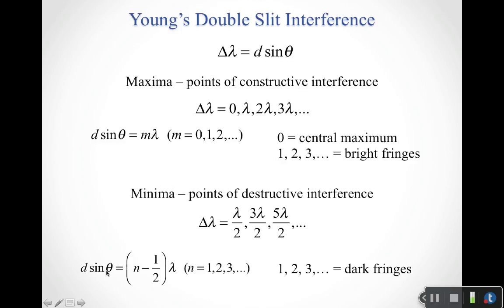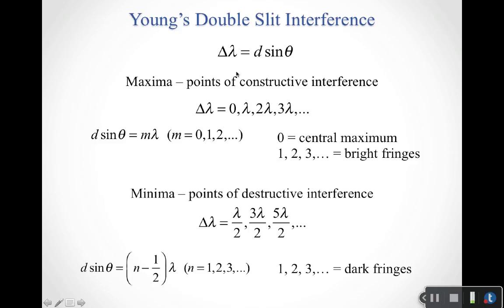And so equating these two things again, I get that d sine theta is equal to, and we're going to use n for our minima, n minus 1/2 times lambda, where n can still be 1, 2, 3. And so the first dark fringe is going to be n equals 1. The second dark fringe is going to be n equals 2. The third dark fringe is going to be n equals 3. So using this equation with the minus basically enables us to use the same number to describe the dark fringe that we're actually going to plug into our equation.